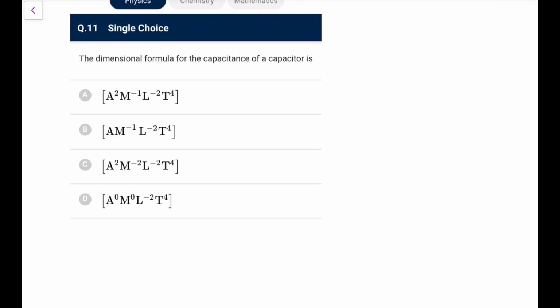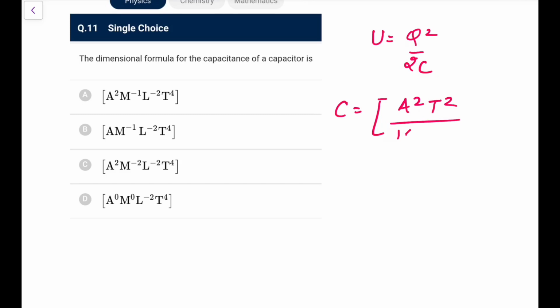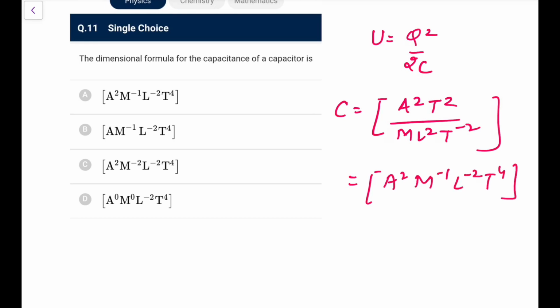So how will you find the capacitance? Think of any formula that is easiest to recollect. So I can say U is equal to Q square by 2C is the easiest one, because the energy formula we know. So C is Q square, that is A2T2, and energy is ML2T minus 2. That I always advise my students to remember. So what it is, A2 M minus 1 L minus 2 T4. So it's coming out as option A.